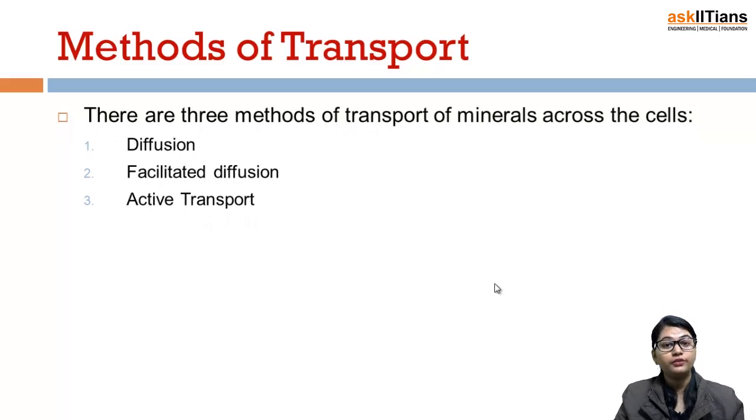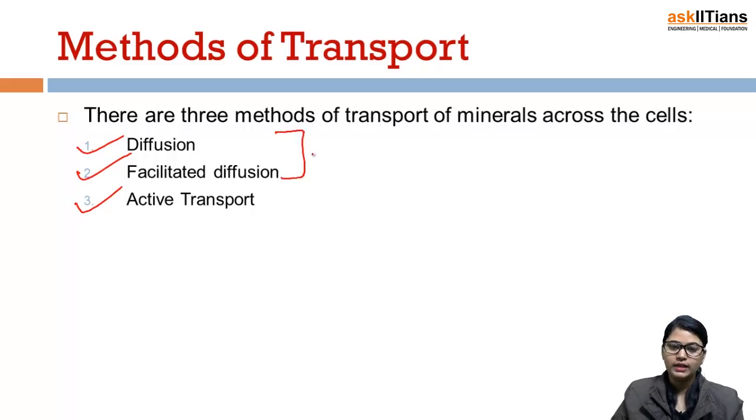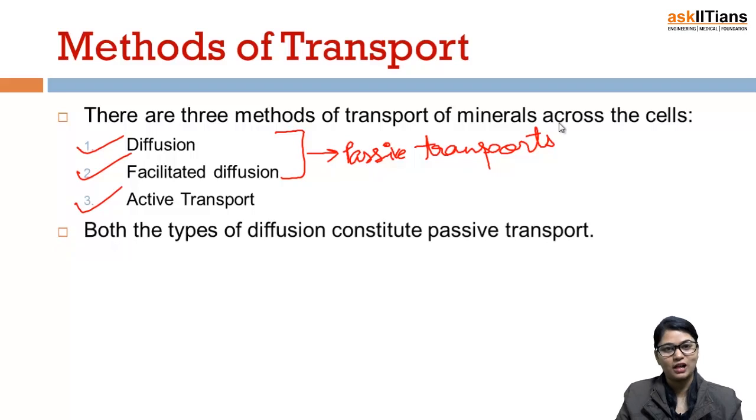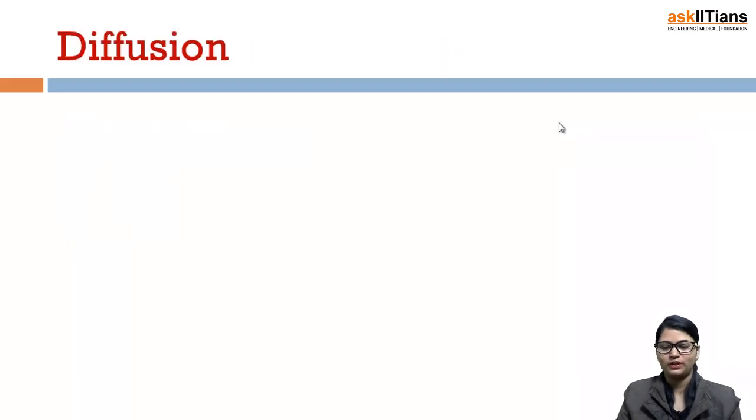There are three methods of transport of minerals across the cells. These are diffusion, facilitated diffusion and active transport. These two come under passive transport. So we have two types of transport, passive transport and active transport. Both the diffusions come under passive transport.